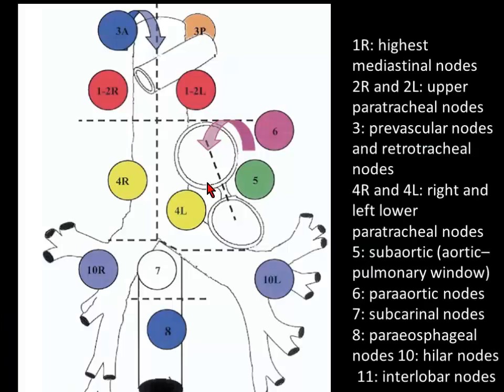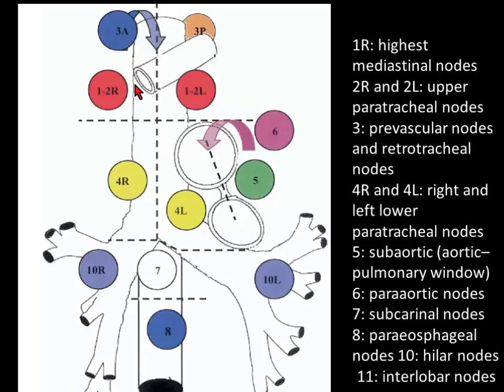This is a very busy slide. I could not find any better description on the internet to describe the nodal stations in the mediastinum. It's very easy and simple, and I normally report them as mediastinum anterior, posterior, and whether these are paratracheal, pretracheal, upper and lower, and then subcarinal or precarinal.